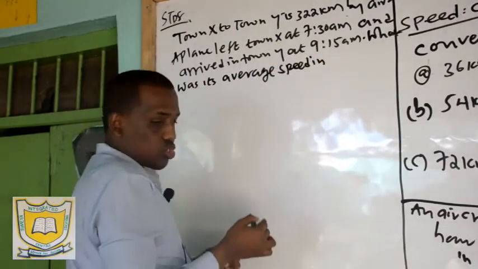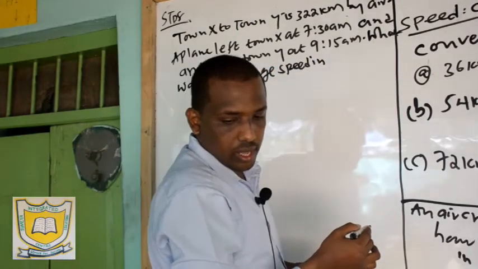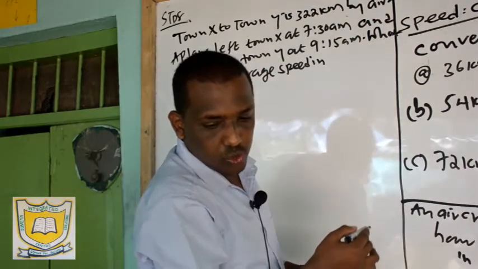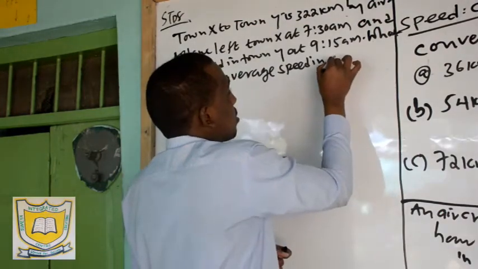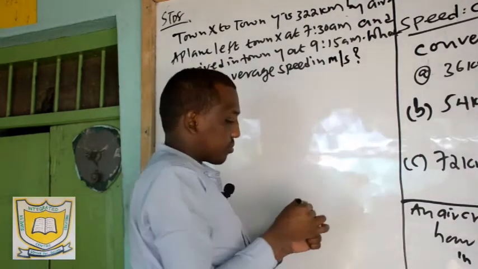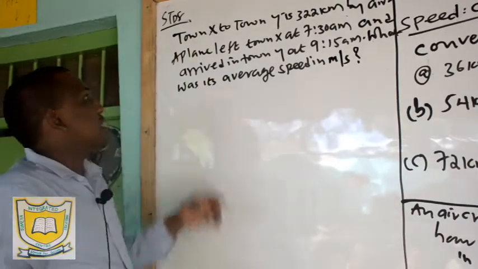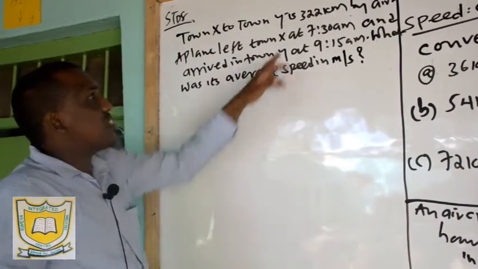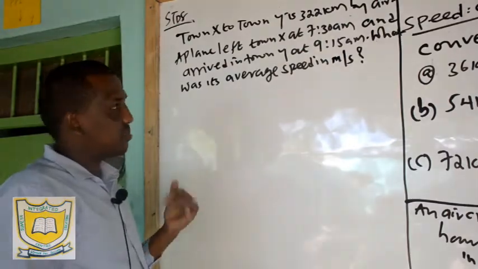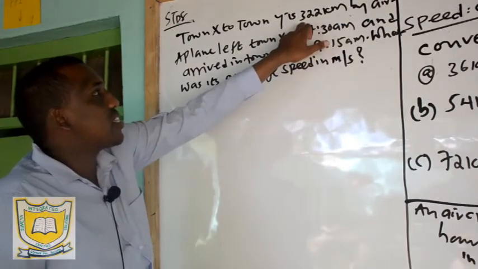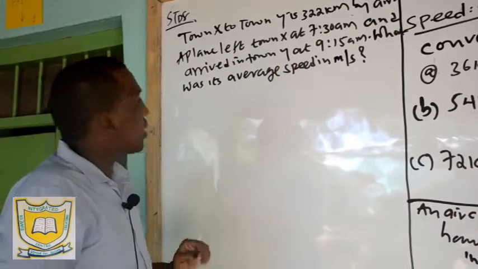What was its average speed in meters per second? Town X to town Y is 322 kilometers by air. If you travel by air, the distance you will cover is 322 kilometers.